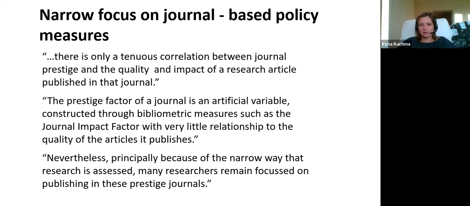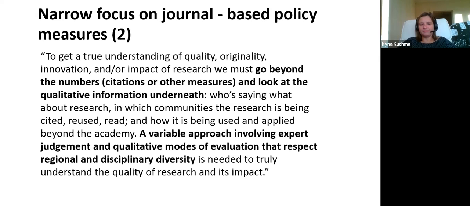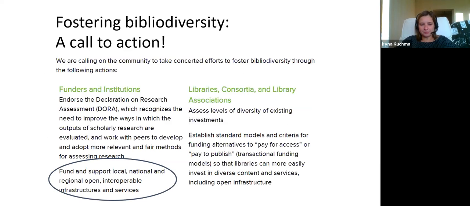And then a narrow focus on journal-based measures, because it's been already confirmed a number of times that we must really look beyond citations or any other quantitative measures and look at the qualitative information, and really apply qualitative models of evaluation that would respect regional and disciplinary diversity.